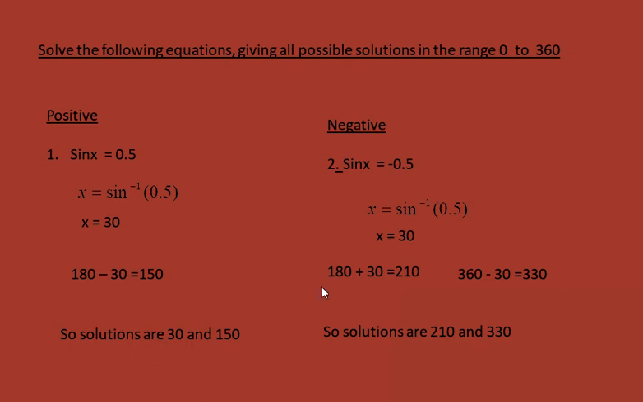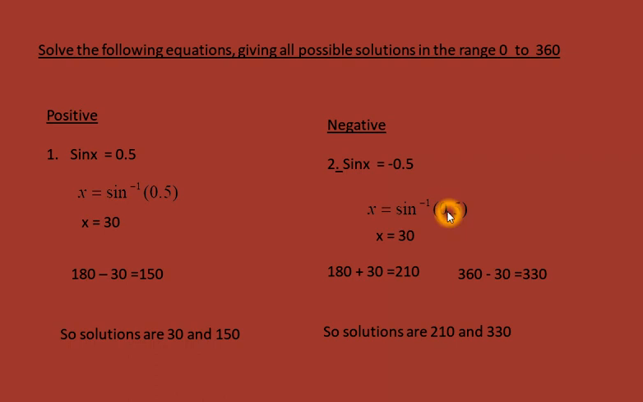In the positive case, to find the other solution, you use 180 minus that value. To find the negative case, first you have to find sin inverse of the positive value. Don't use negative 0.5. Use the positive part.